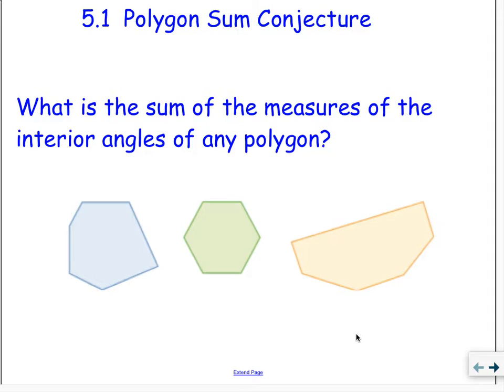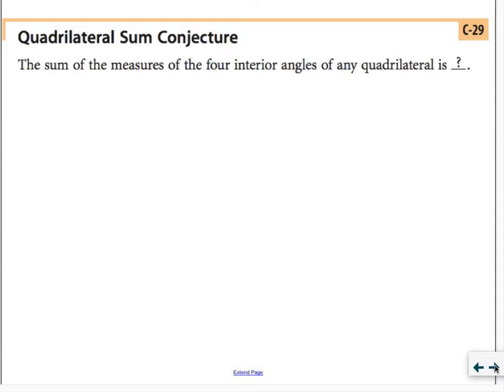So in this video, our goal is to determine the sum of the measures of the interior angles of any polygon, whether it's the triangle that we did last chapter or up to many, many sided polygons. That's what we want to do. We want to find the sum of the measure of the interior angles. And you know triangles, and you probably also know quadrilaterals as well.